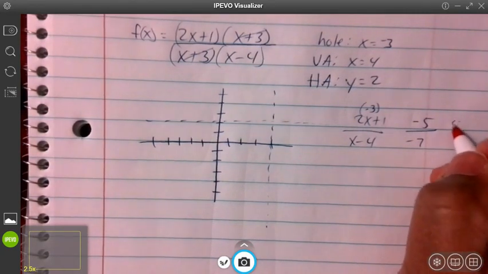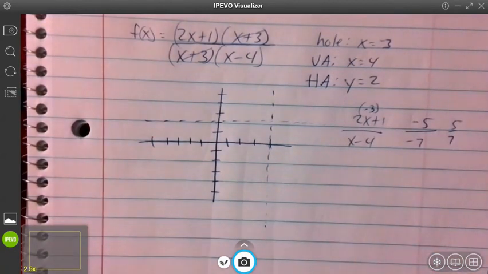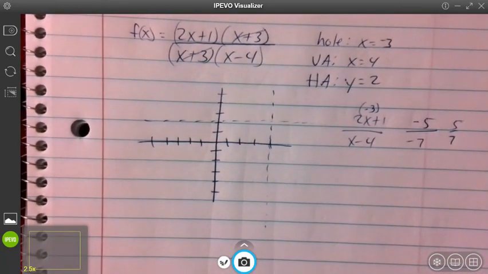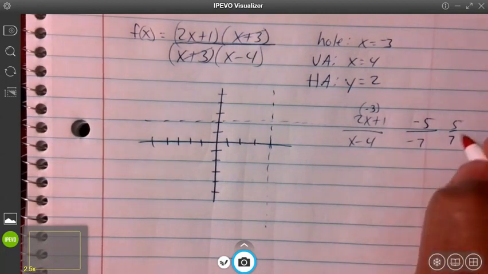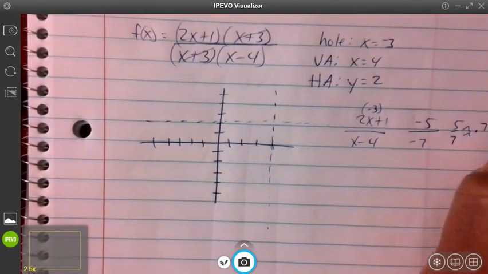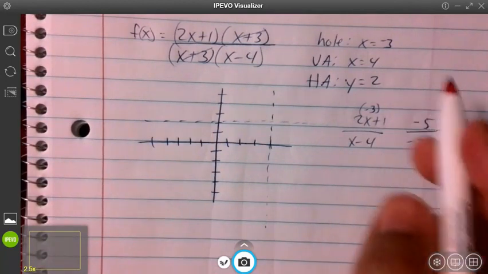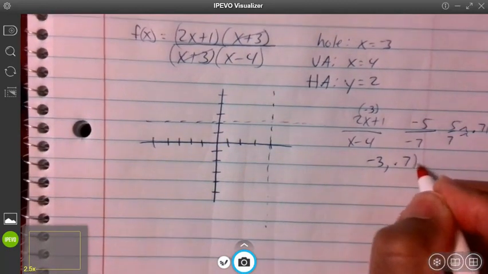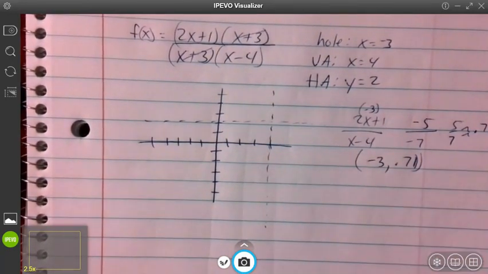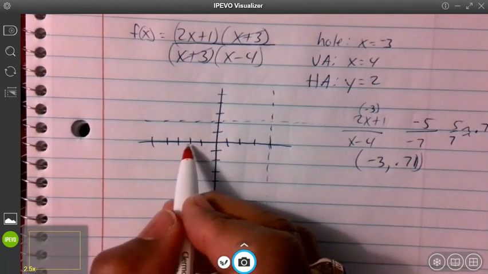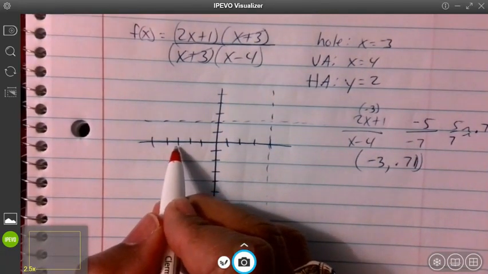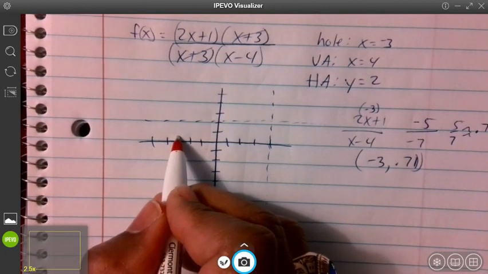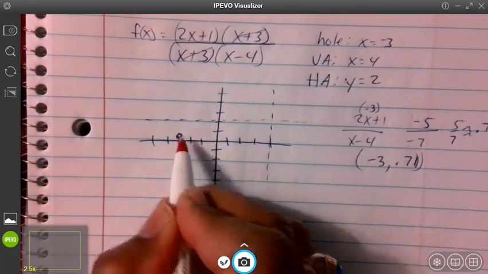5/7, because negative over negative is positive. And if I divide that out, that'll give me 0.71. So that tells me that the coordinates of my hole will be at -3, 0.71. Okay, that's the coordinates of the hole. So at -3, 0.71, somewhere real close, you've got a hole somewhere around here.